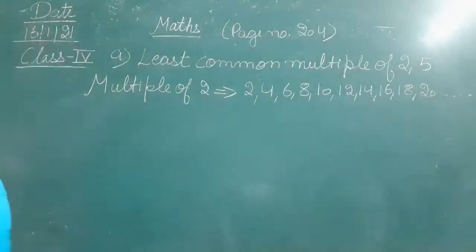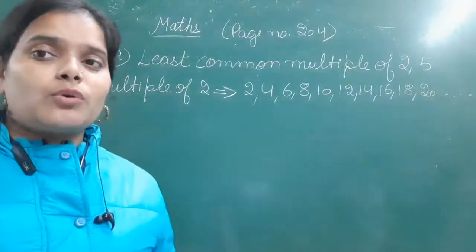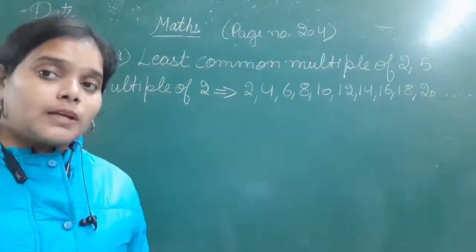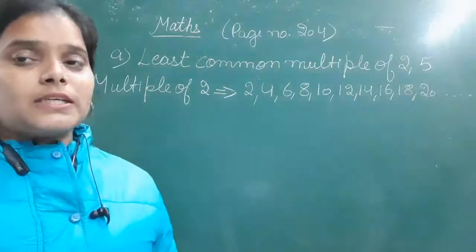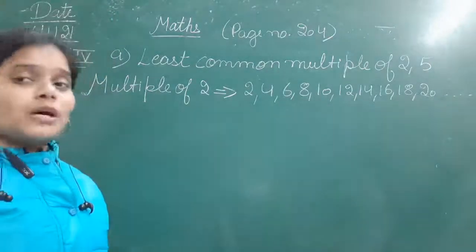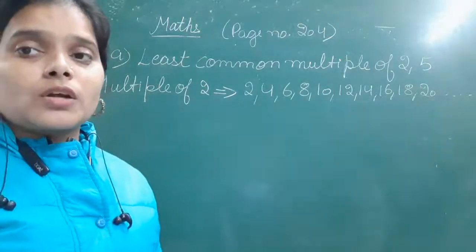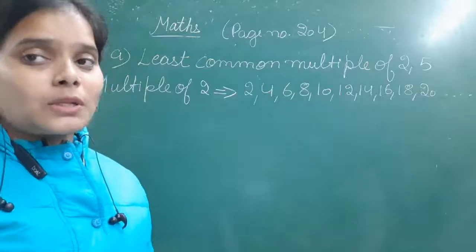Okay, तो देखिए मल्टीपल्स always start like a table. The numbers that you get in the table of that particular number are considered multiples of that number. So the multiples of 2 are 2, 4, 6, 8, 10, 12, 14, 16, 18 and 20.